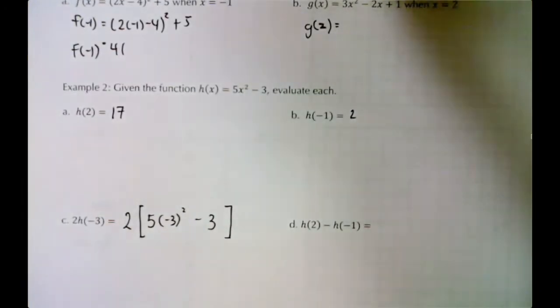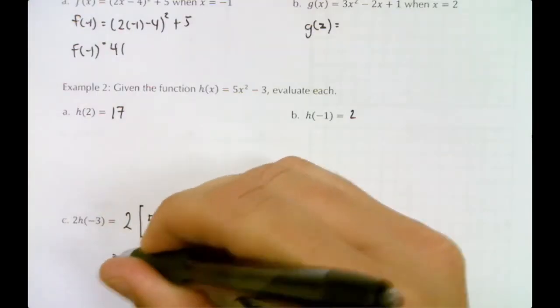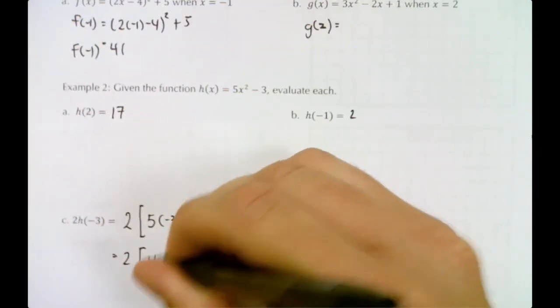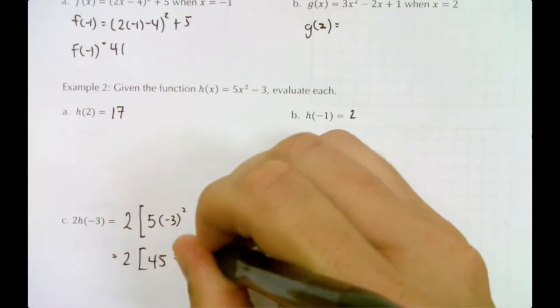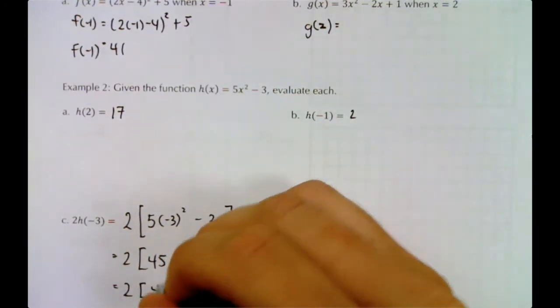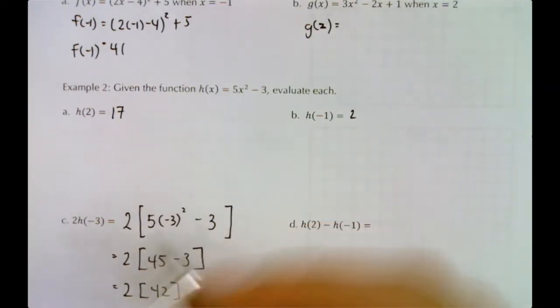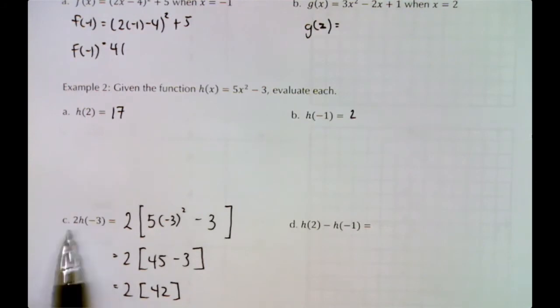And now we just have to do a little bit of math to come up with our answer. Negative 3 squared is 9. 9 times 5 is 45. So we get 2 times 45 minus 3. 45 minus 3 is 42. And 2 times 42 is 84. So 2 times h of negative 3 is 84.